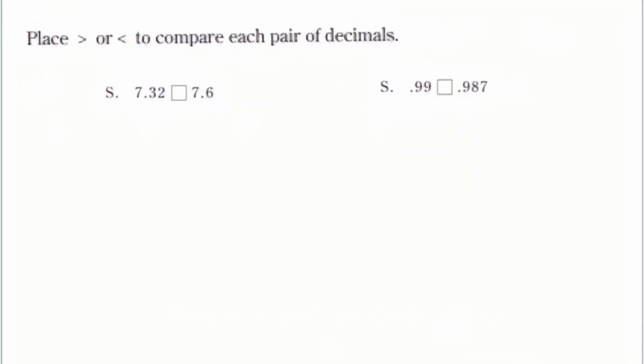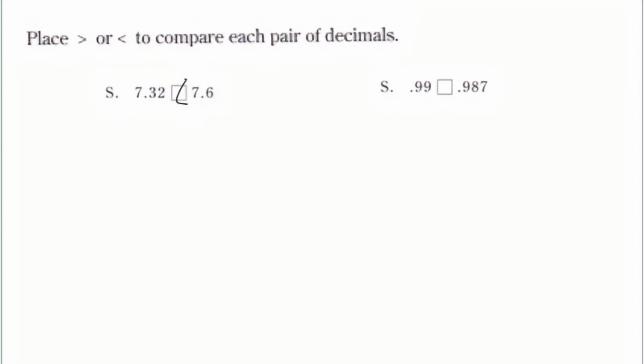Place more than or less than to compare each pair of decimals. 7.32 and 7.6. We have 7 and 7 from left to right. Look at each digit and compare it. 7 and 7 is the same. So next digit is 3 and 6. 0.3 is less than 0.6. So 7.32 is less than 7.6.